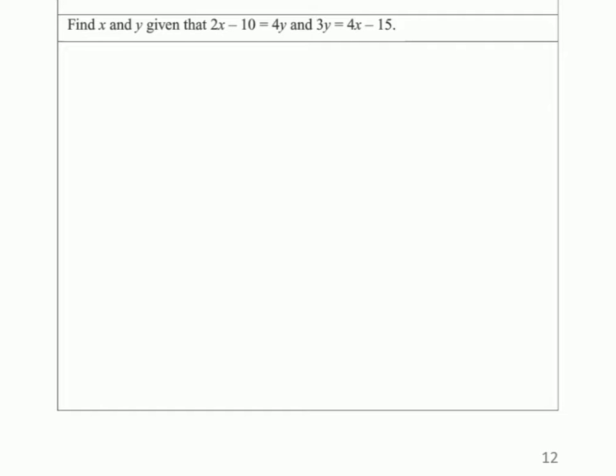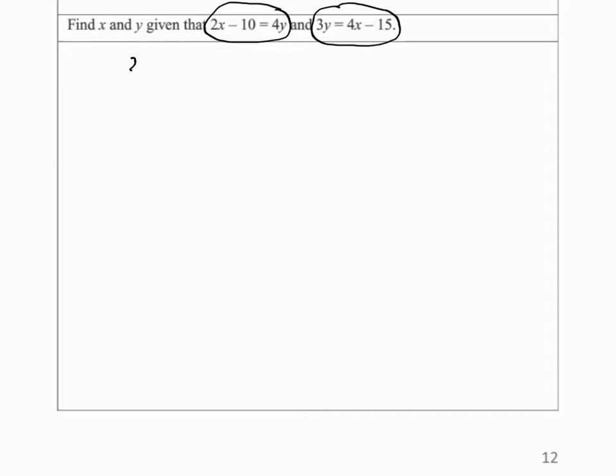This simultaneous equation is slightly cheeky. If you look at that equation there in front and then the second equation, this is not arranged in the way that we are normally used to when we have x and y on one side. But it doesn't matter, we can still use the same principle to solve this problem.